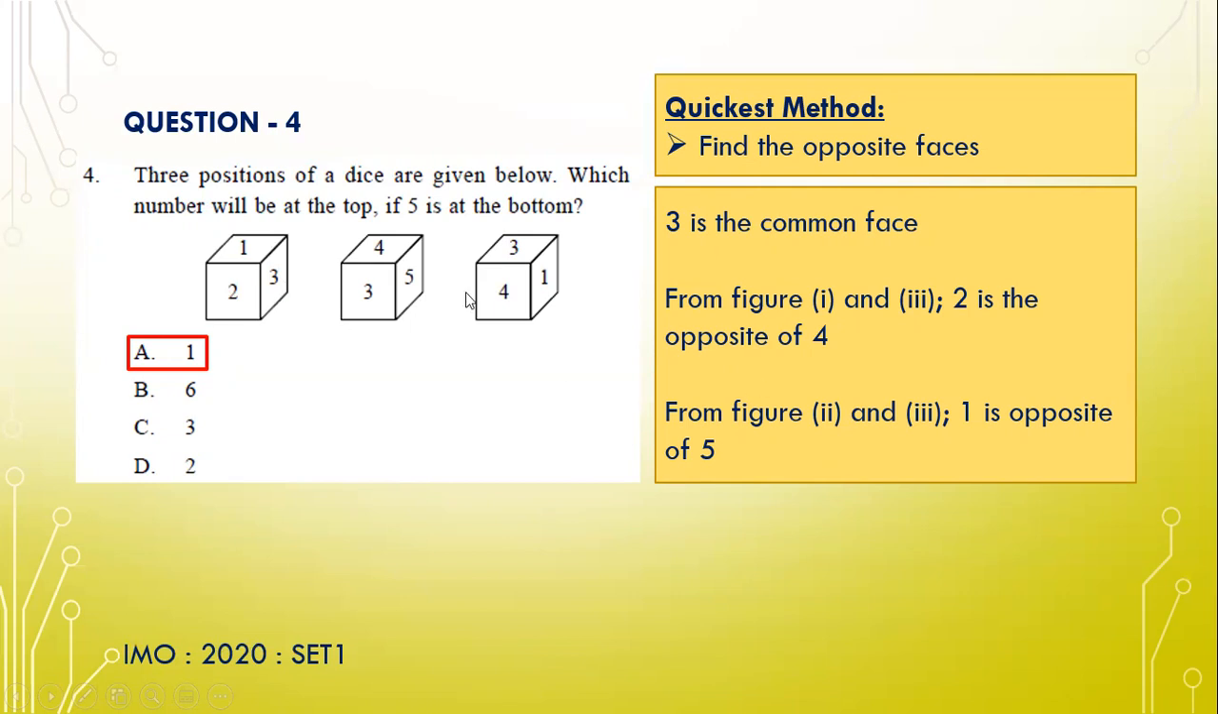And again from figure 2 and 3, if 3 is at this end and if you put 3 at the top, then you will see that 1 will be opposite to 5. If you put 3 at the top and you rotate it, 1 will be opposite to 5. So again, these are all visualization problems.